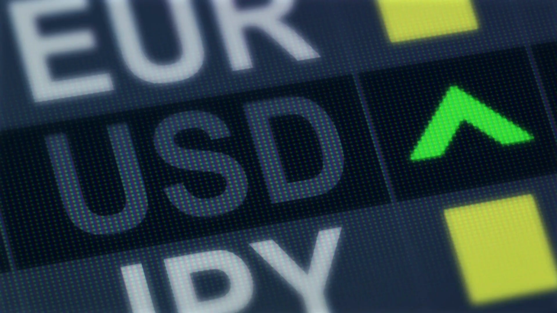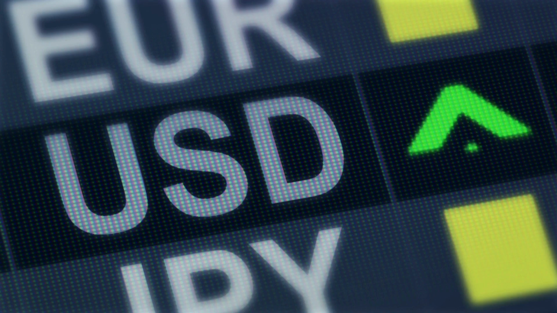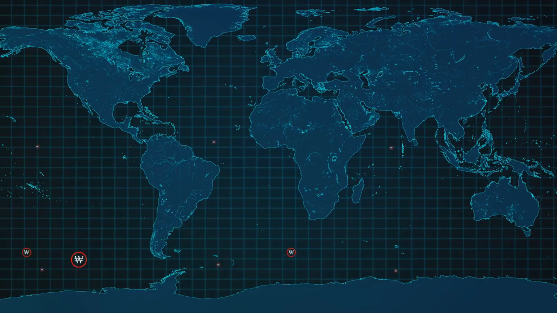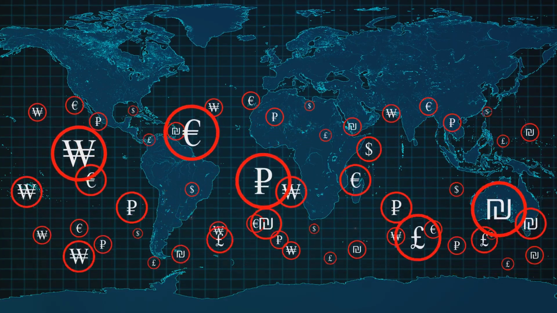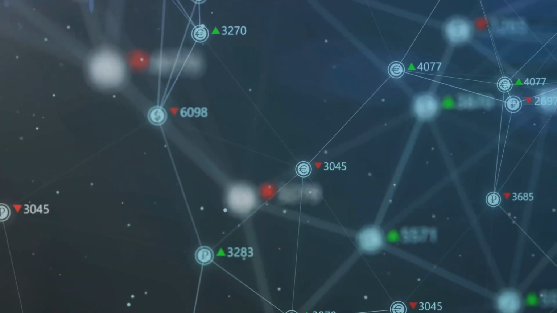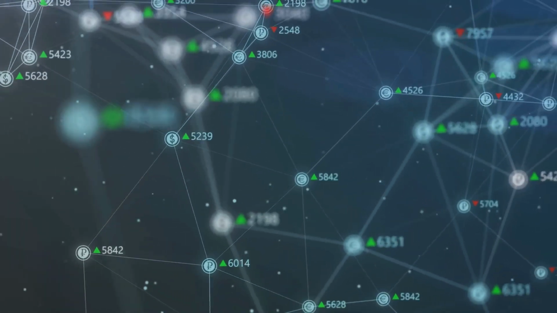It's a dance dictated by economic factors like inflation, political stability, and interest rates. So the next time you see a currency pair, remember it's more than just numbers. It's a snapshot of a global economic story.